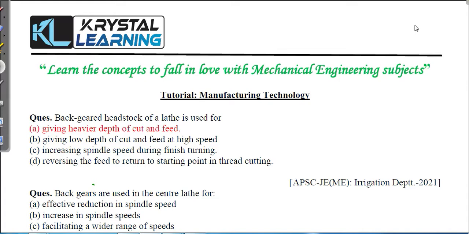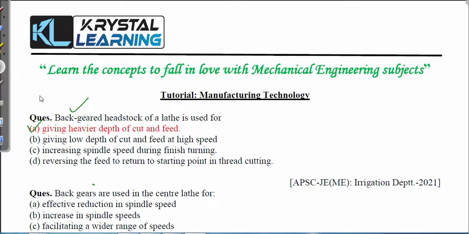So today we will take the subject manufacturing technology. The question which was asked was: the back geared headstock of a lathe is used for giving heavier depth of cut and feed. This is a very new point which I got to know about this back gear arrangement.